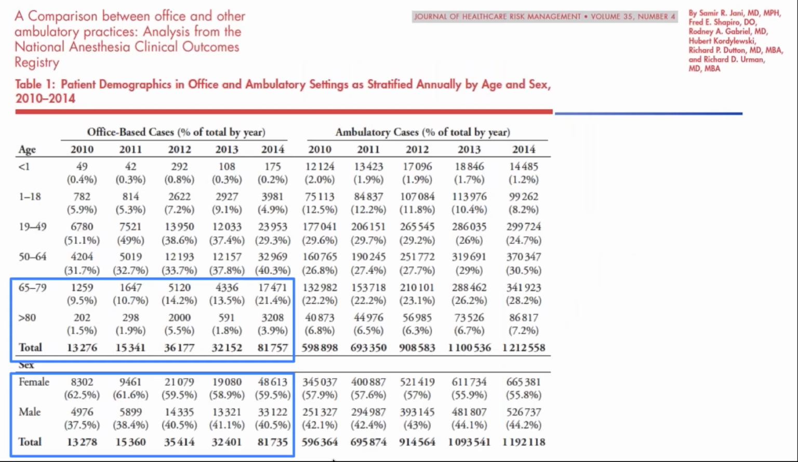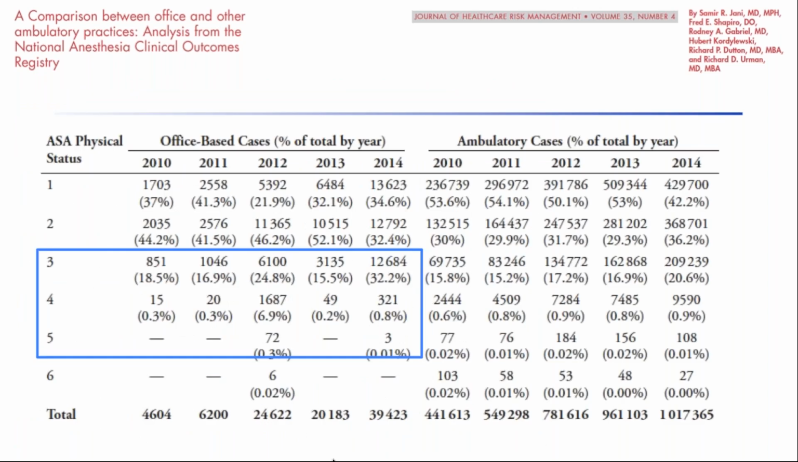We published this paper some time ago simply to demonstrate the type of demographics, the types of patients who undergo office-based surgery using NACOR, the National Anesthesia Clinical Outcomes Registry. And clearly, over the years, we see that patients are getting older. Patients in their 70s and 80s, the number of patients is growing in the office-based practice. And also, patients who are ASA 3 and 4, the number is growing. And in 2014, 32% of patients were ASA class 3, and almost 1% were ASA class 4.